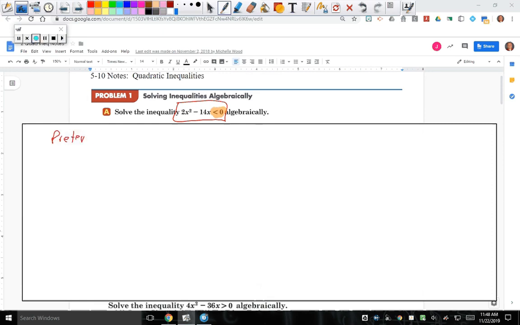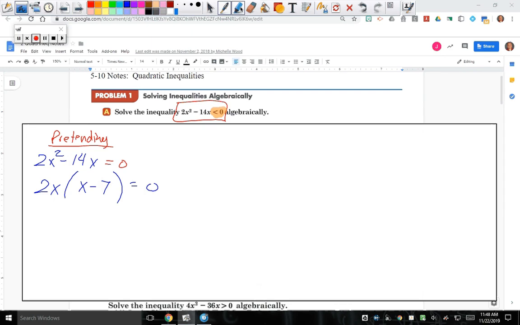Okay, we are going to begin by pretending that this is equal to 0. So we have 2x squared minus 14x, and we're going to pretend that it equals 0. From here to solve, I would just factor. Okay, what's the GCF that you see to factor out right now? 2x. So you would pull out a 2x. The leftover scraps are x minus 7. And those are your two factors that are multiplied right now to equal 0.